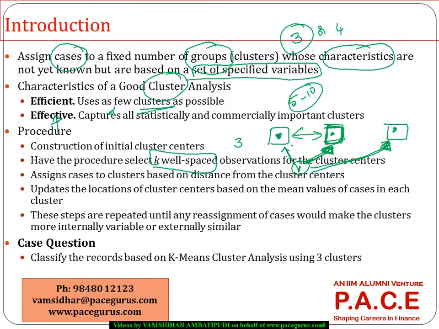So as far as our data is concerned, I would like to look at classifying the records, the whole set of patient or customer data I have. I want to classify them into three fixed number of clusters using the K-means cluster analysis, and based on that try to observe what are the key characteristics of each of them.